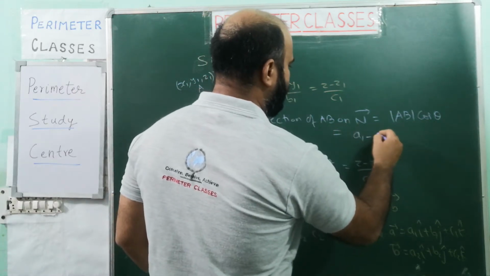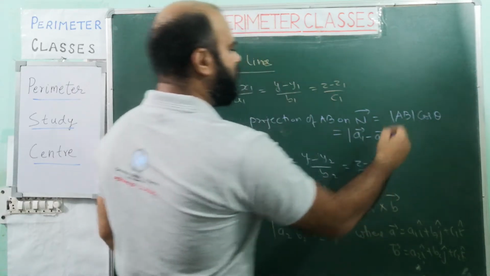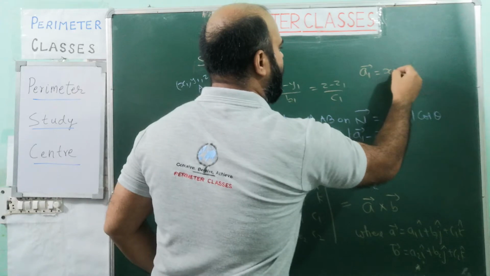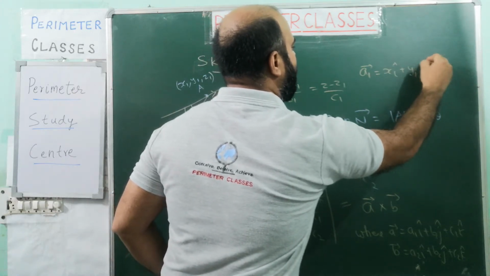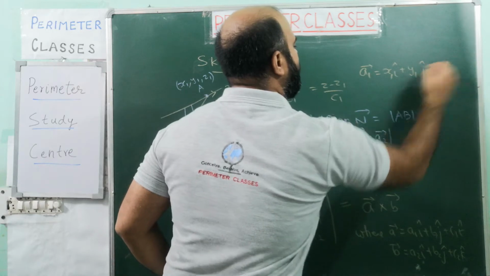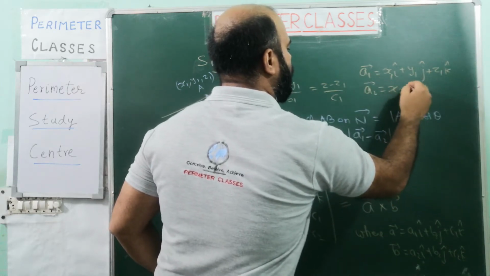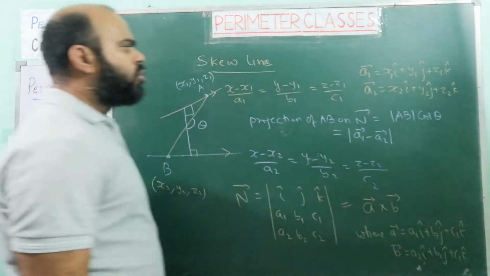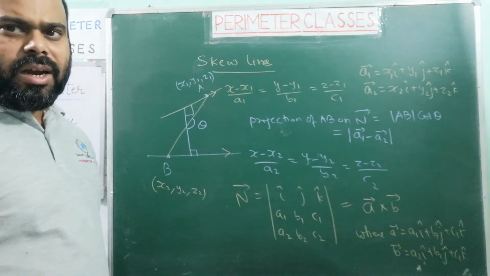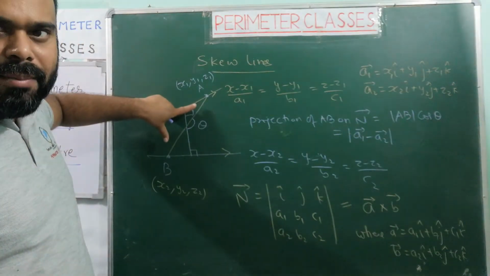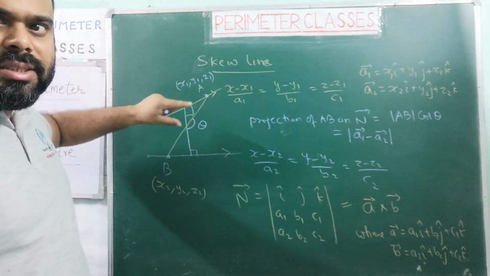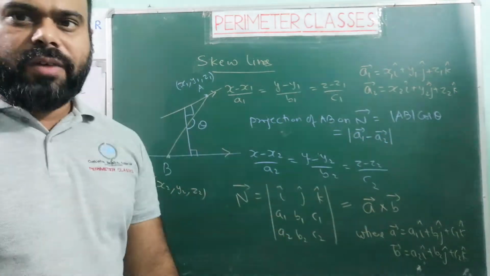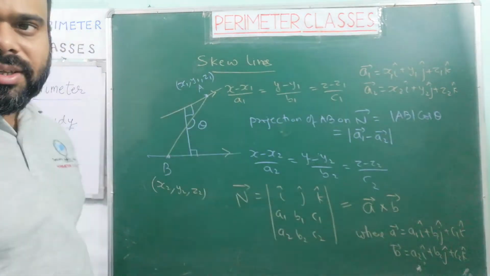So the distance AB is basically, A1 minus A2. Here A1 is x1 i cap plus y1 j cap plus z1 k cap, and A2 is x2 i cap plus y2 j cap plus z2 k cap. So the distance between these two points means the magnitude of the vector AB. That is the difference between the position vectors of A and B. These are position vectors of A and B. So the magnitude of A1 minus A2 is the distance AB.